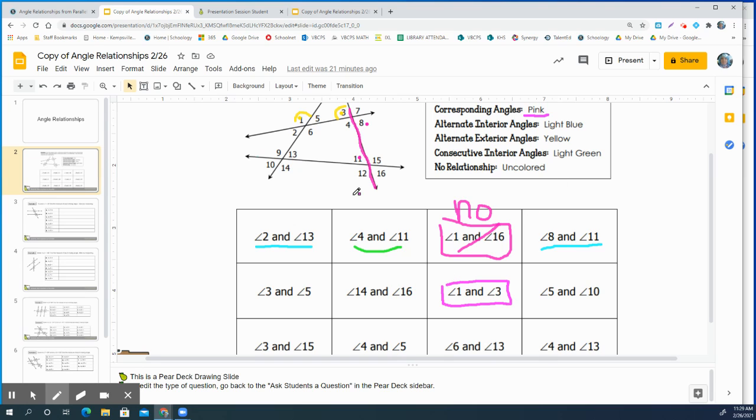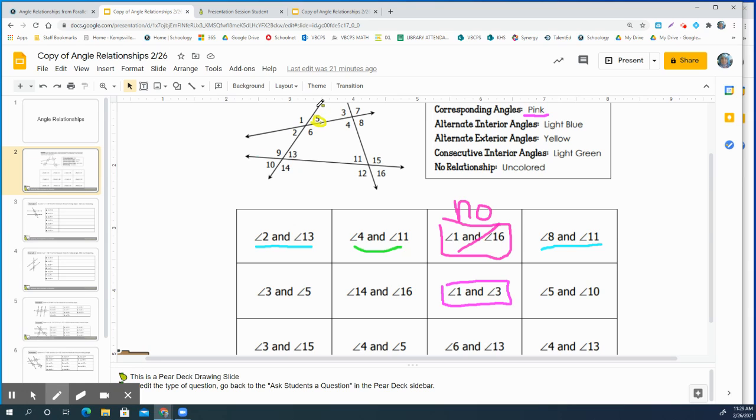What about alternate exterior? Do we have any alternate exteriors? Anybody find an alternate exterior? 5 and 7. 5 and 10. 5 and 10 are 100%. What color is that supposed to be? That's my yellow, right?